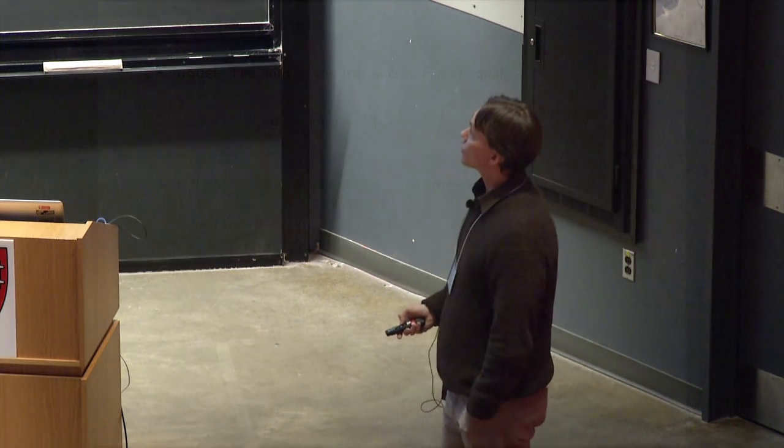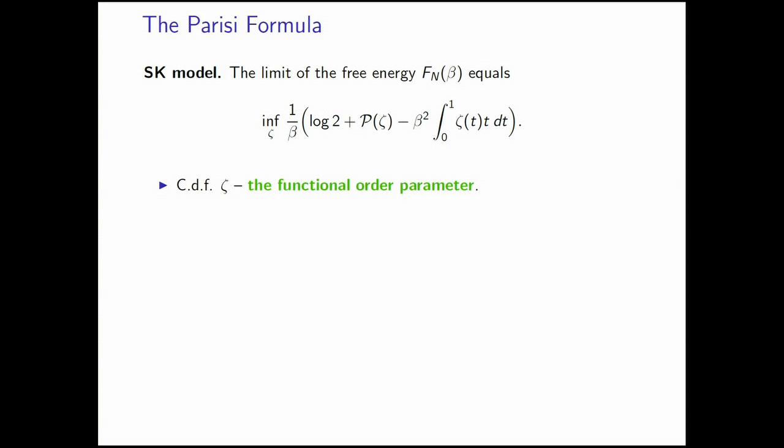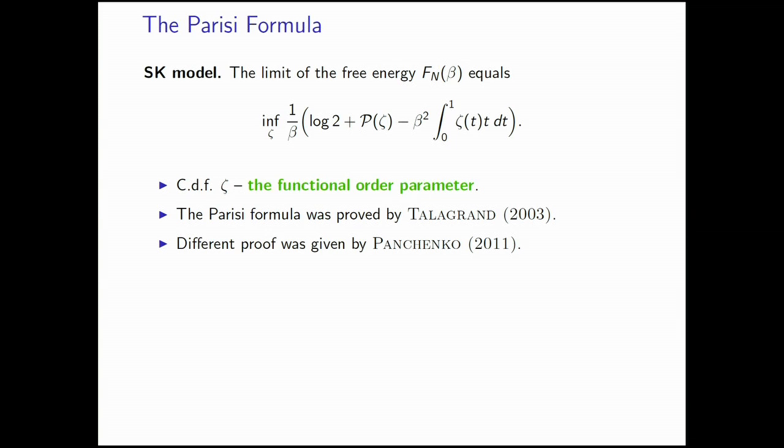Now, this parameter zeta is called the functional order parameter. In physics, when you say something is an order parameter, it means that it completely encodes all the properties of your model that you are interested in. And we'll see slowly that that's exactly what happens. Let me mention right away that this was rigorously first proved by Talagrand in 2003, and then I gave a different proof in 2011. Everybody knew how to write this proof, except for one obstacle that was left. Since I solved that obstacle, I wrote up the proof.